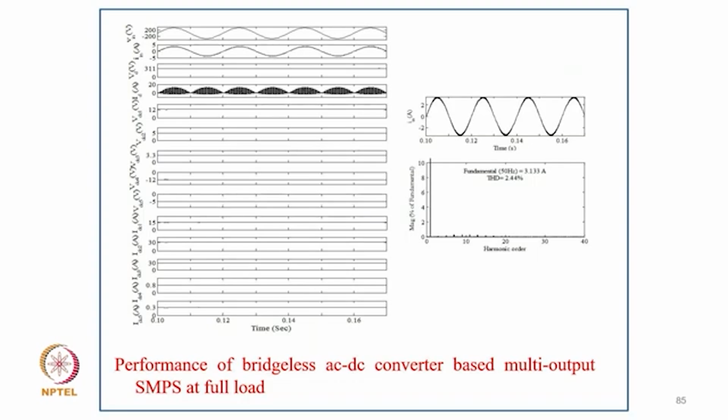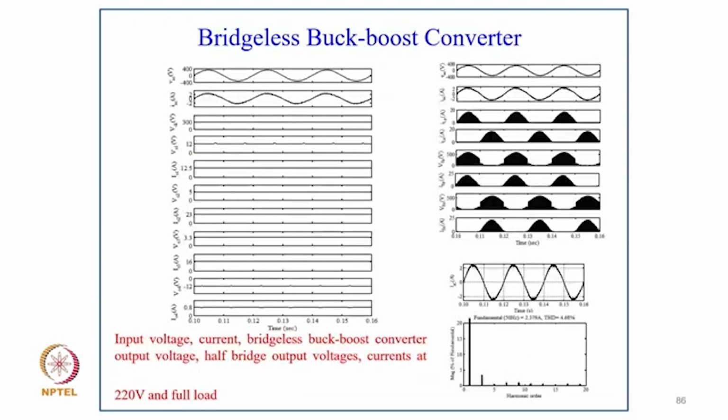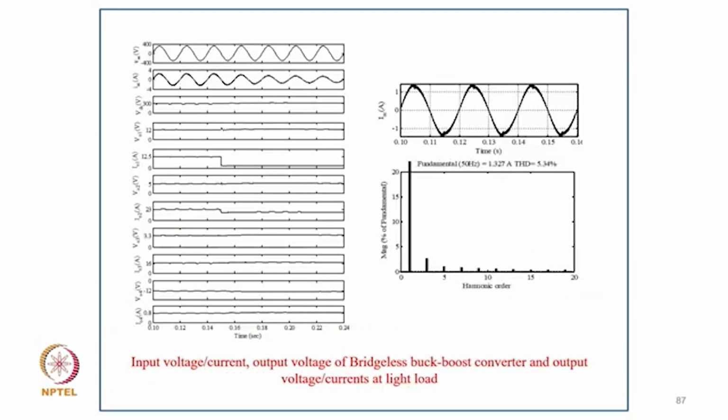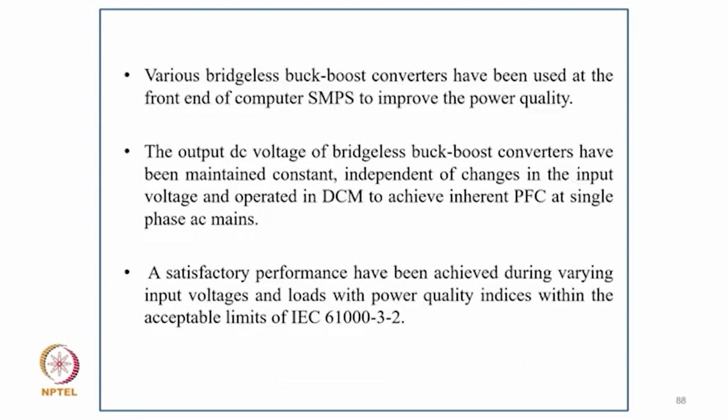And here you can see again the THD of the input supply current is only 2.44%. And this proves within the design how the input inductor currents for the bridgeless buck boost converter are designed in DCM, with ILP and ILM appearing for the positive and negative half cycles respectively, and THD is only 4.68% at full load. Similarly, for light load condition THD is around 5%.